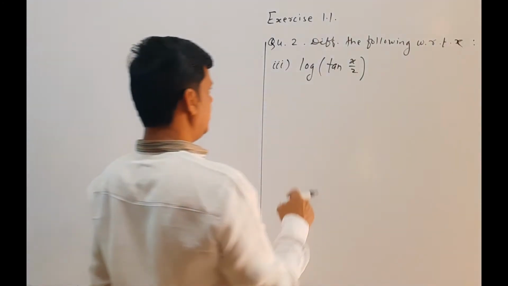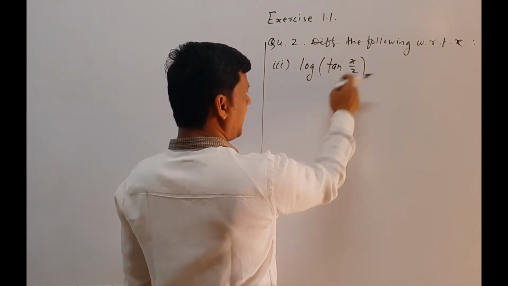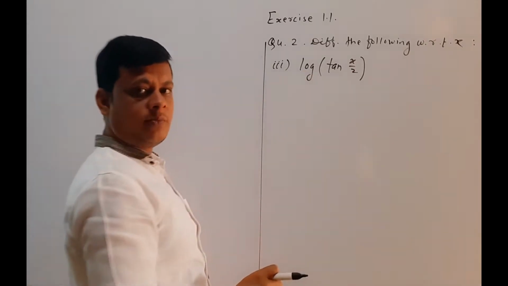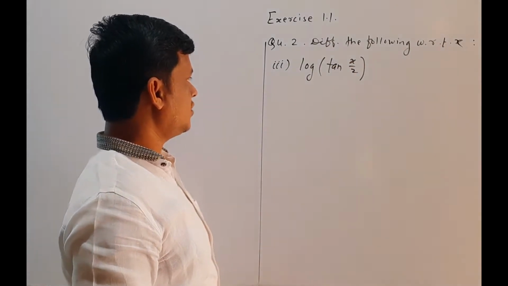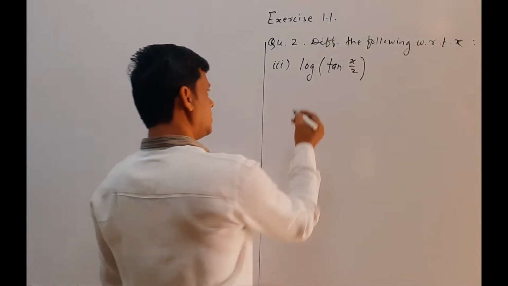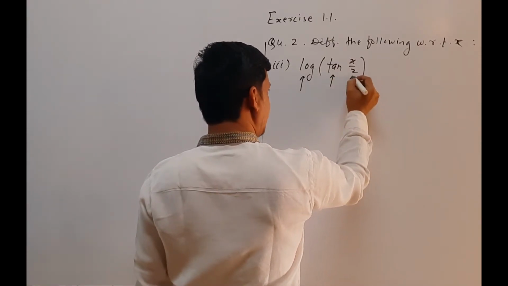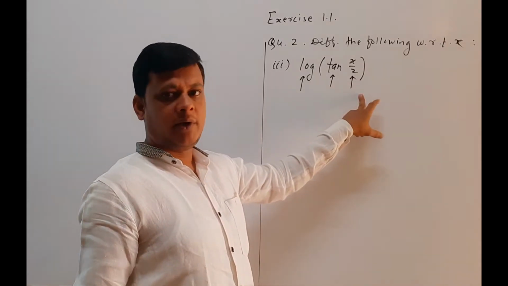Now the third sub question, we have to find the derivative of log of tan x by 2. So here log is the outer function and tan x by 2 is the inner function. So first we see this log, this tan and this x by 2. Here we have to find these three derivatives.